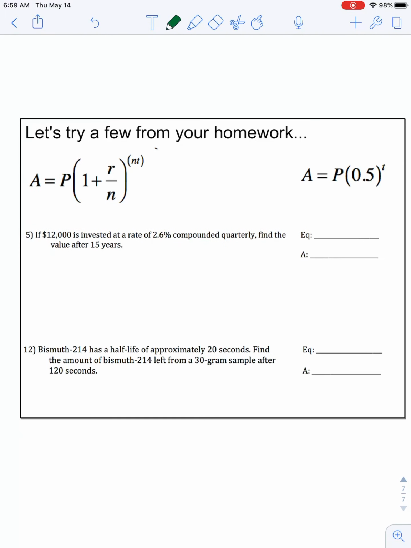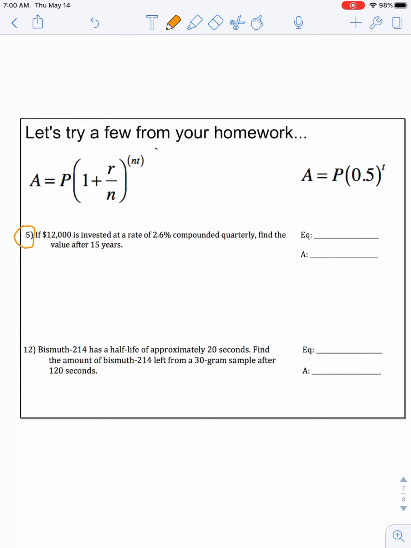All right, so let's try a few from our homework. First one says, this is number 5 we're working on: if $12,000 is invested at a rate of 2.6% compounded quarterly, find the value after 15 years. And we're going to make sure we give you these equations all the time, even on the quiz or test.